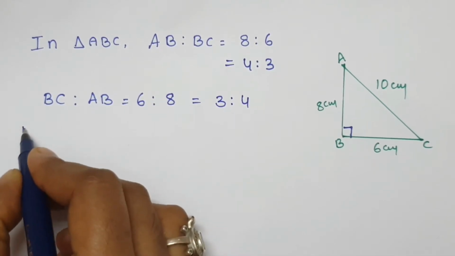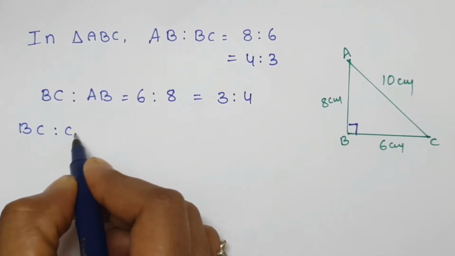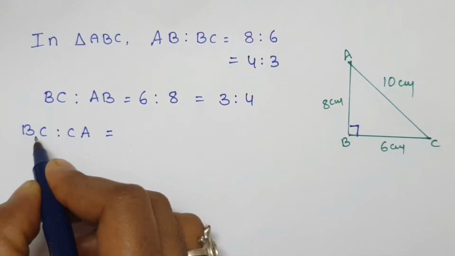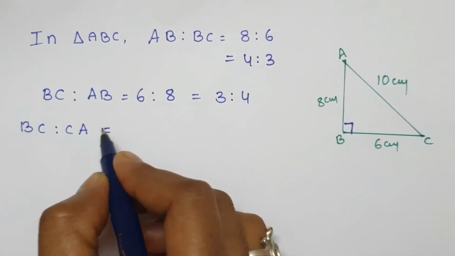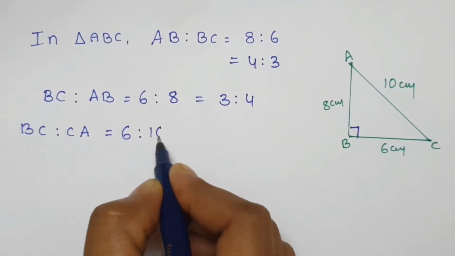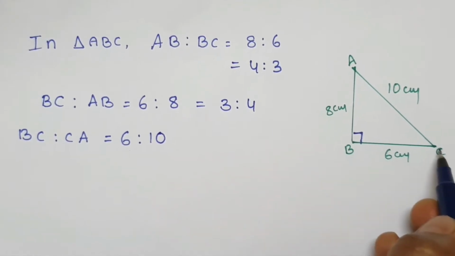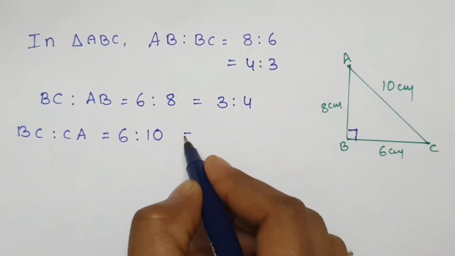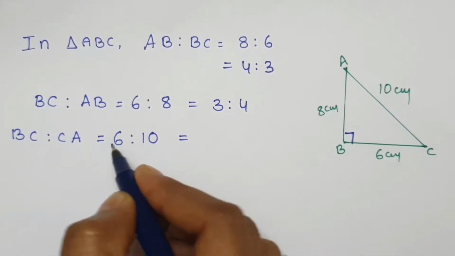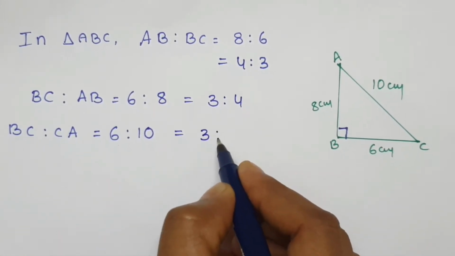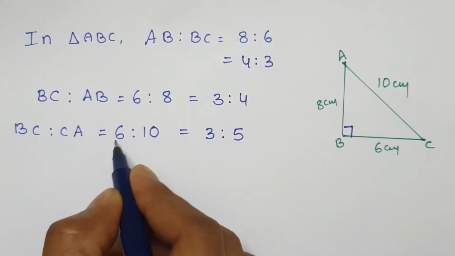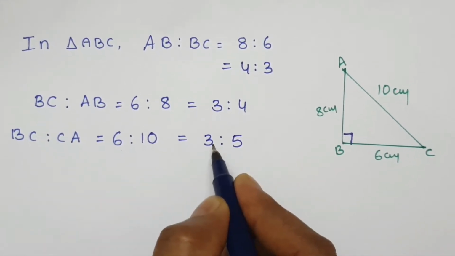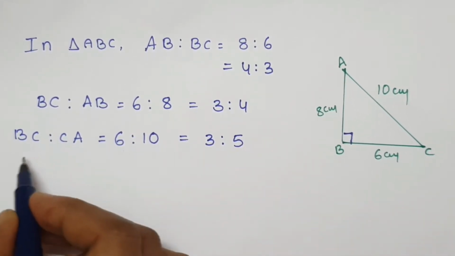Like that, another one. BC is to CA. BC is to CA means 6 is to 10. Here also cancellation is there. 2 3s, 2 5s. 3 is to 5.